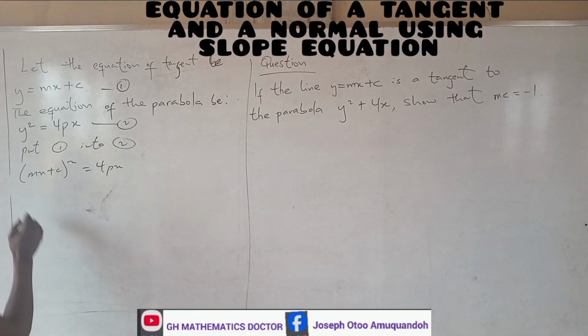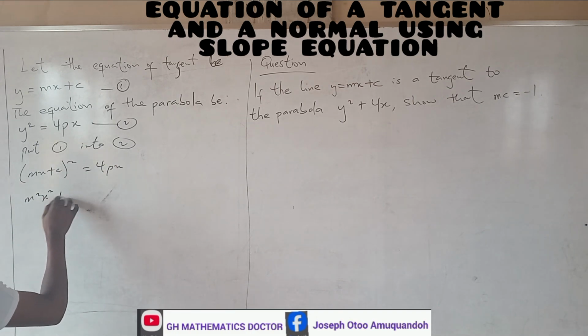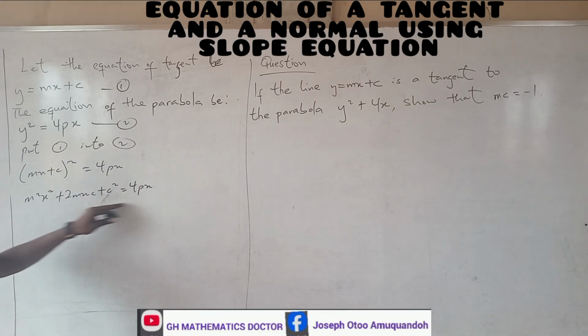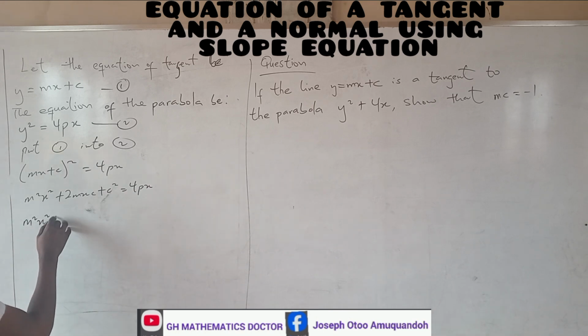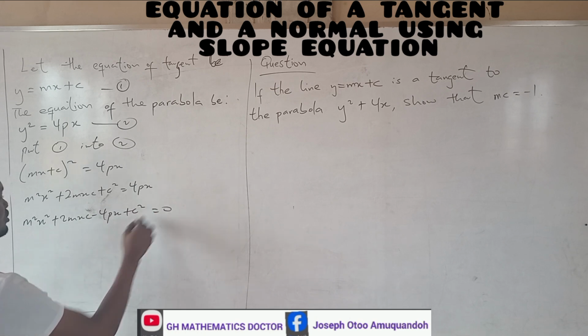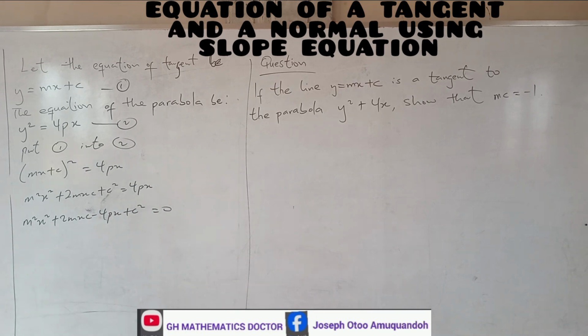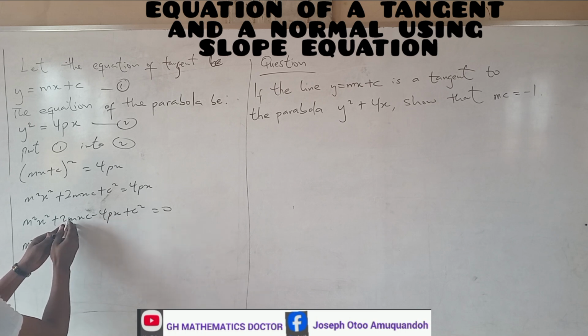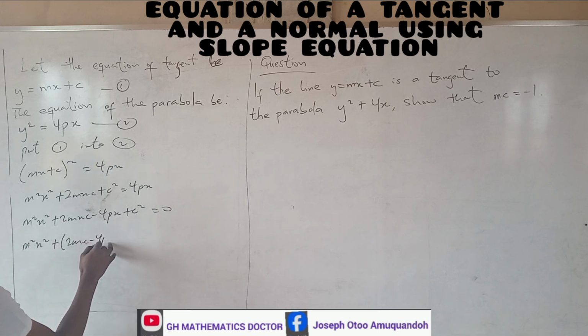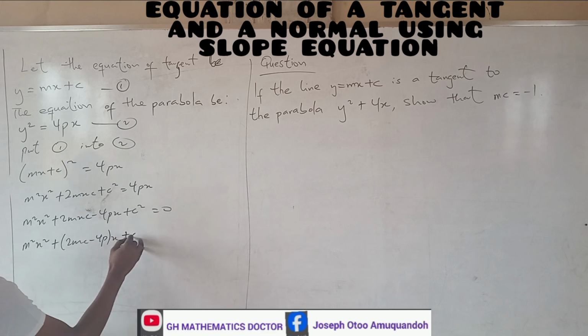Then we expand the brackets. So m squared x squared plus 2mxc plus c squared equals 4px. Then we equate this to 0 by bringing what we have on the right hand side to the left hand side. So we have m squared x squared plus 2mxc minus 4px plus c squared equals 0. Then we arrange the coefficients of the middle term. We take the x out and write the rest in the brackets. This will give you m squared x squared plus (2mc minus 4p)x plus c squared equals 0.